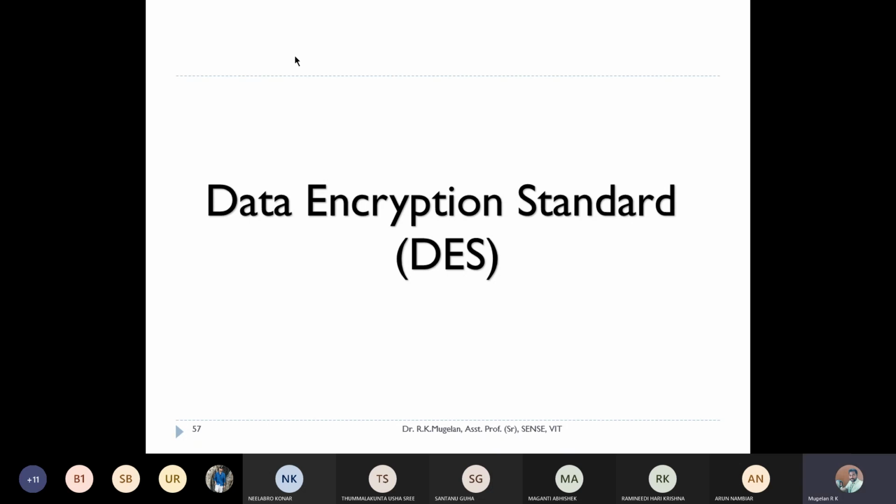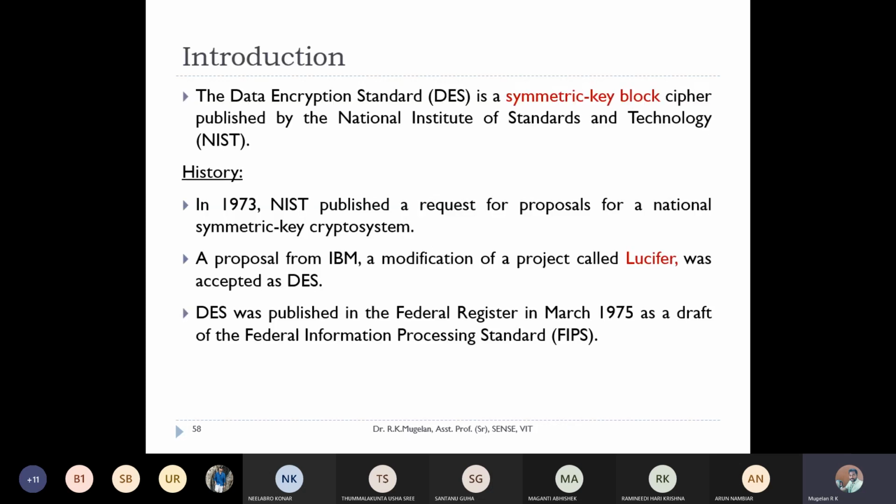Okay. Now we move on to the next, the most important topic in this module. One of the famous modern day block ciphers called Data Encryption Standard, shortly called DES. If you see the history of DES, it comes under symmetric key block ciphers, and it was published by the National Institute of Standards and Technology, that is NIST. When this started, NIST wanted to create a well sophisticated block cipher and a symmetric key crypto system.